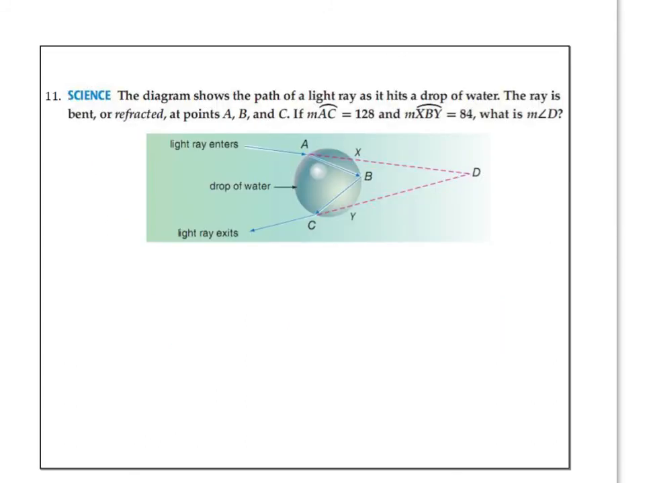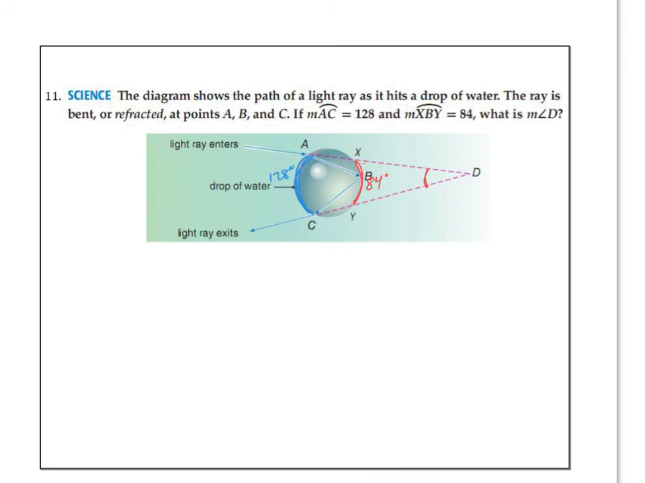Last problem. The diagram shows the path of a light ray as it hits a drop of water. The ray is bent or refracted at points A, B, and C. If the measure of arc AC is 128, let's label that, this arc out here is 128 degrees. And the measure of arc XBY, so that's this arc from X to B to Y, is 84 degrees. What is the measure of angle D right here?